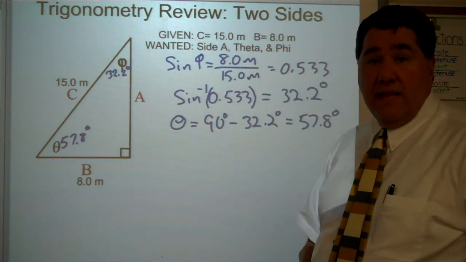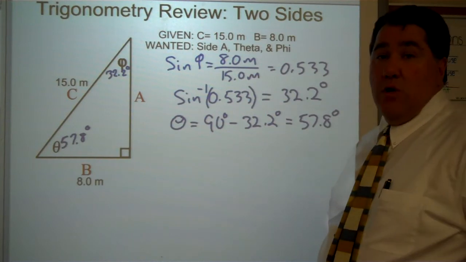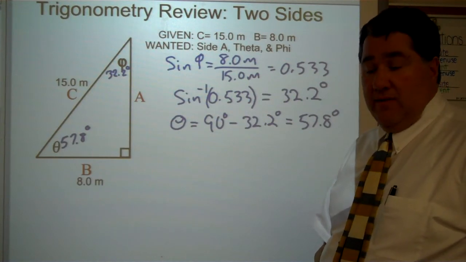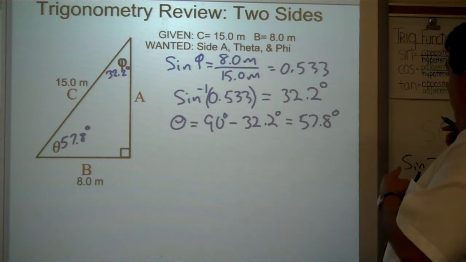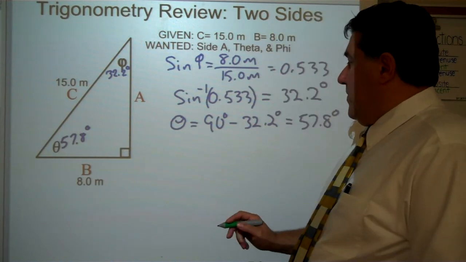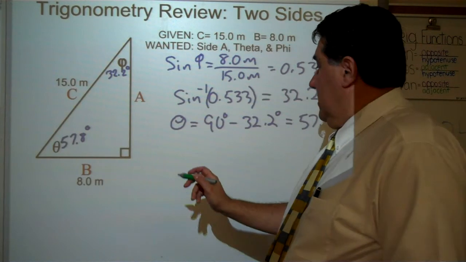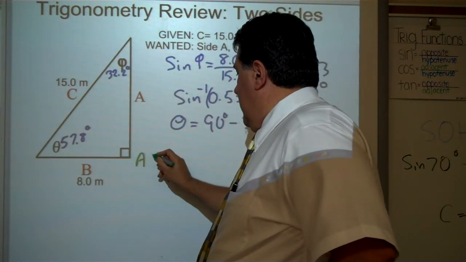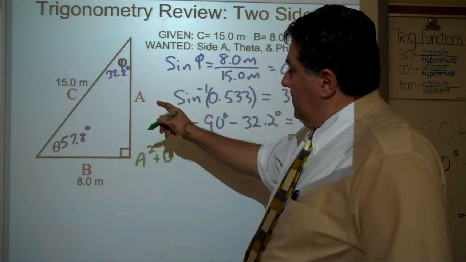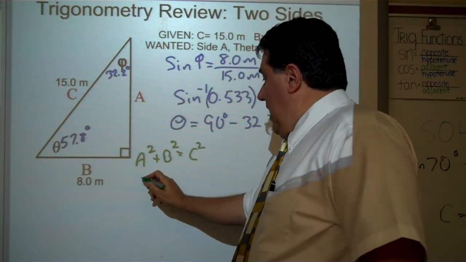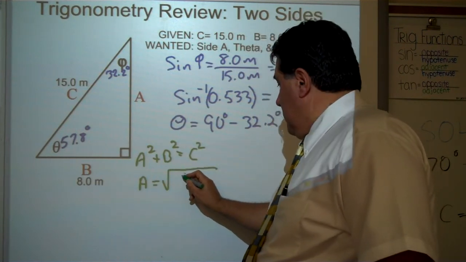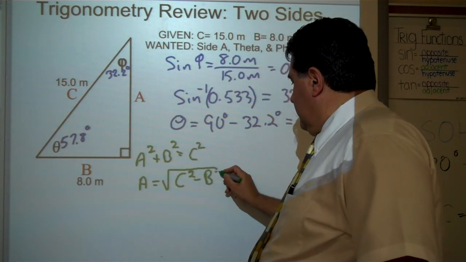Well, that leaves us only with one side left, and that's side A. Now there's two ways of doing the process to find out side A. One, I can use the Pythagorean theorem to find this. And second, I can also use a trigonometric function to find it. Let's do both to see if that does work. So let's go with our Pythagorean theorem. A squared plus B squared equals C squared. You all know this. What we're after here is to find A by itself. Solving for A will be equal to the square root of C squared minus B squared.